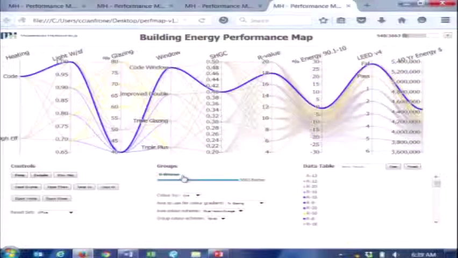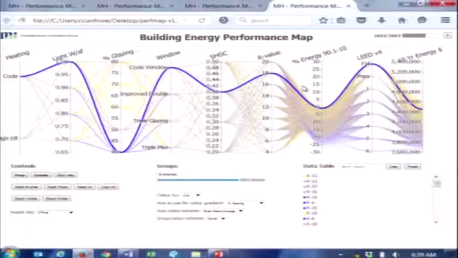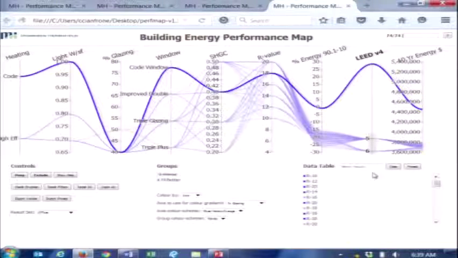So one of the ways that this is used is, for example, I can now filter out only the design solutions that meet code. And that's cut me down from about 6,000 to 3,500. And you can say, well, not only do I want that, but I want to show me the design solutions that only get me 5 or more LEED points. And now we've dropped down to only 74.